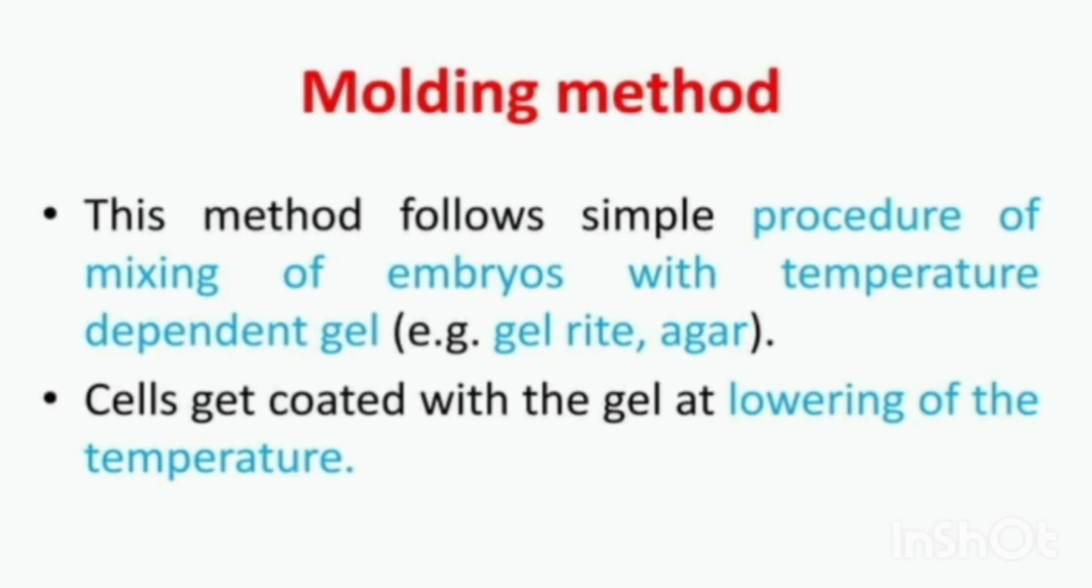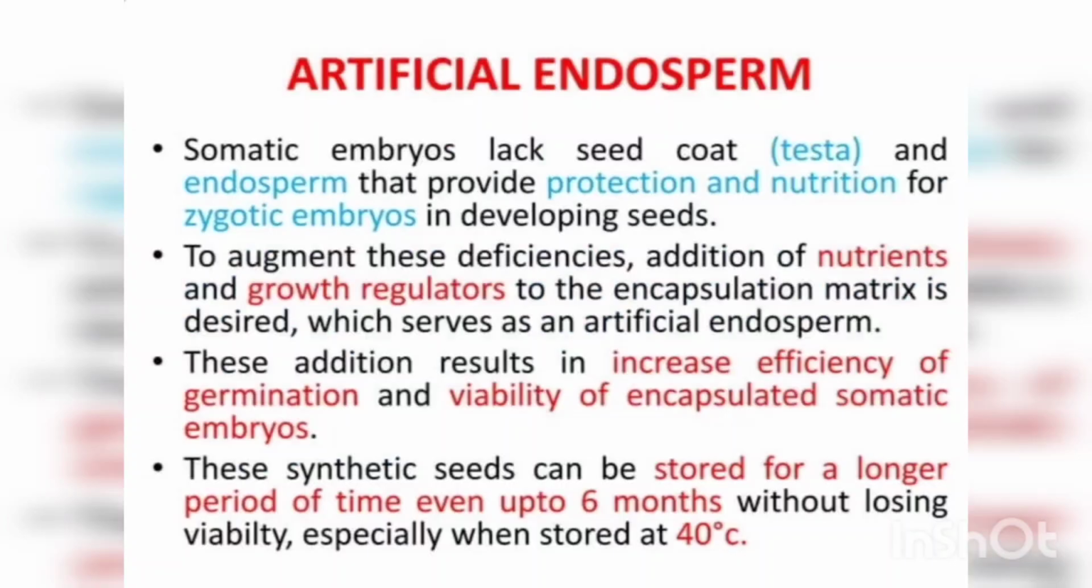Another method is the molding method. Here the embryos are mixed with a temperature dependent gel like Gelrite or agar, and the cells get coated with this gel at lowering of the temperature. So as it cools down, the gel gets coated on it.